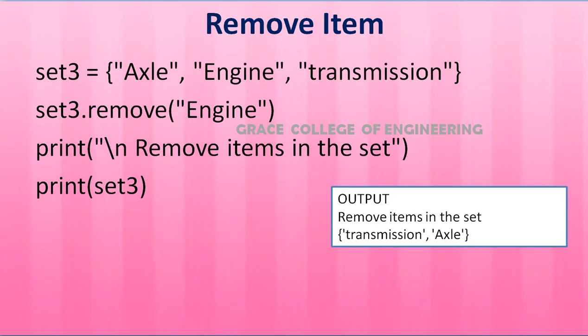Next one, remove item. The set is created. The variable name is set3, which is equal to axle, engine, transmission. These are multiple items. Here we need to remove a particular item, so we mention that item. Set3 dot remove of engine is mentioned here. Next, print 'remove items in the set'. Print set3. After engine is removed, the remaining items will be displayed. Output is transmission, axle.